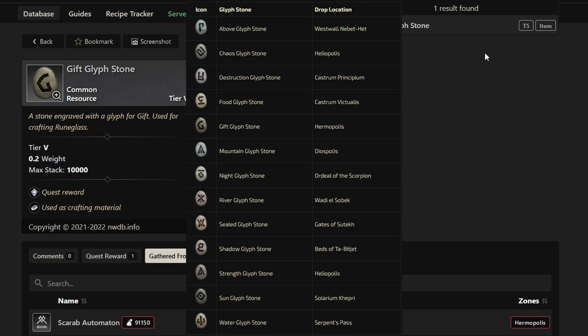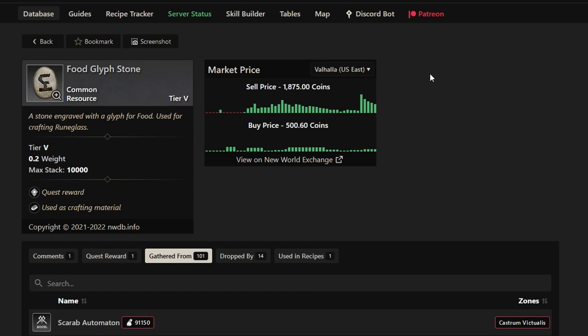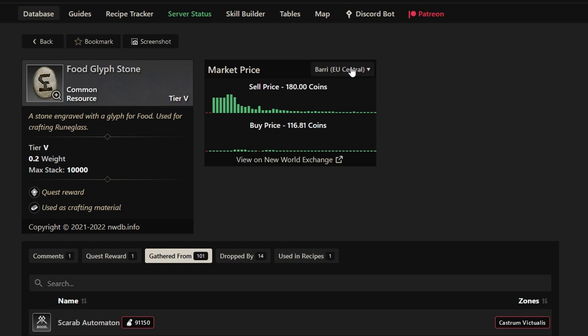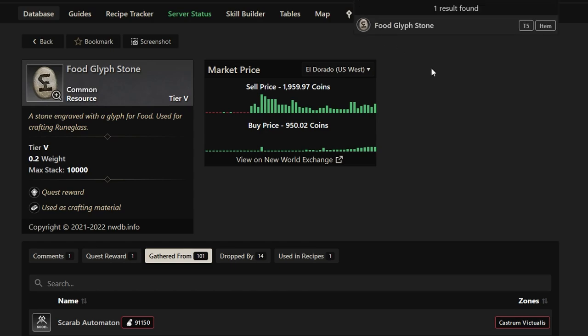Next one is from the Castrum Victualis. This is food glyph stone. This one's not worth as much on a lot of servers, but here in Valhalla, it's worth 1,875 gold. If you go to Marama, it's going to be 900 gold. Bari's going to be a little lower, I believe, at 180 gold. And then El Dorado, 2,000 gold for the food glyph stone. So if you're in El Dorado, or you're in Valhalla, or if you're in some of these places that have such high values on this, definitely take advantage. Castrum Victualis, I should say. And I'll throw these up at the beginning or end of the video, the screenshot of the location, the icon, and the glyph stone, so you guys know exactly where you should be hunting these.